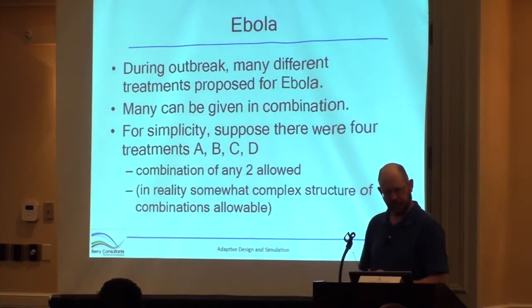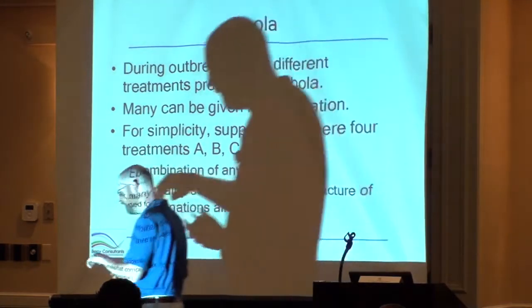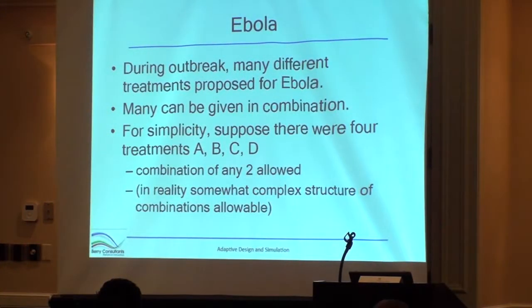All right, so let's see. So here's an example. This trial, we designed this for the Gates Foundation during the Ebola outbreak. We had multiple drugs, lots and lots of things people were willing to try for Ebola. I'm going to simplify this a little bit, but not that much, and talk about 4 possible treatments, A, B, C, and D, not giving any names.